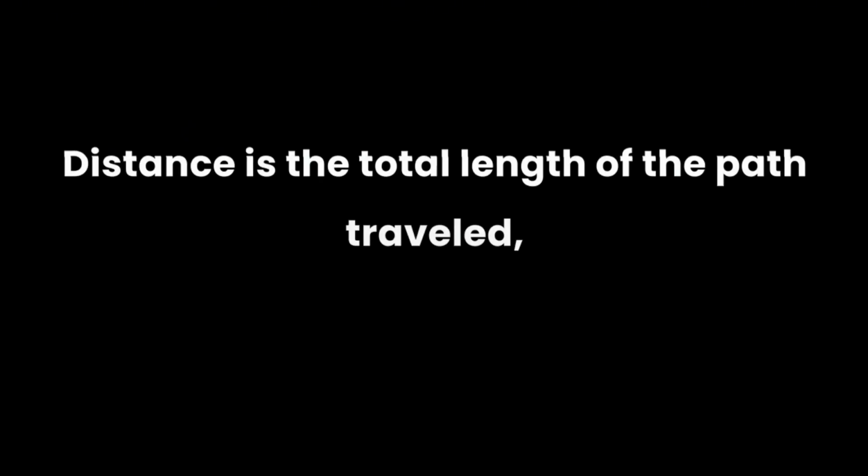And just like the area under a speed time graph represents the distance traveled, the area under a velocity time graph also tells us something important, the displacement. Displacement. Is that just another word for distance? It's similar, but there's a subtle difference. Distance is the total length of the path traveled, while displacement is the overall change in position from the starting point to the ending point.